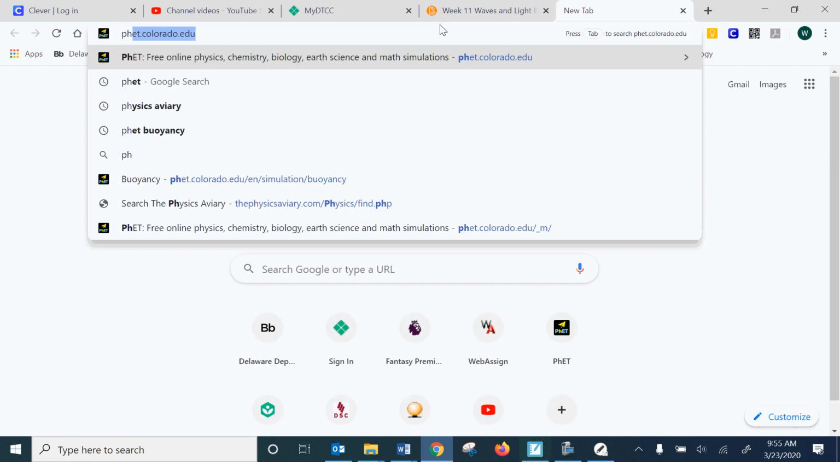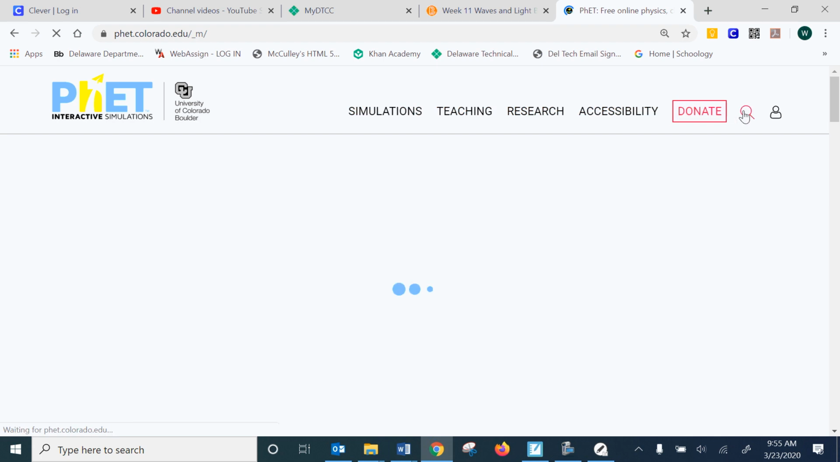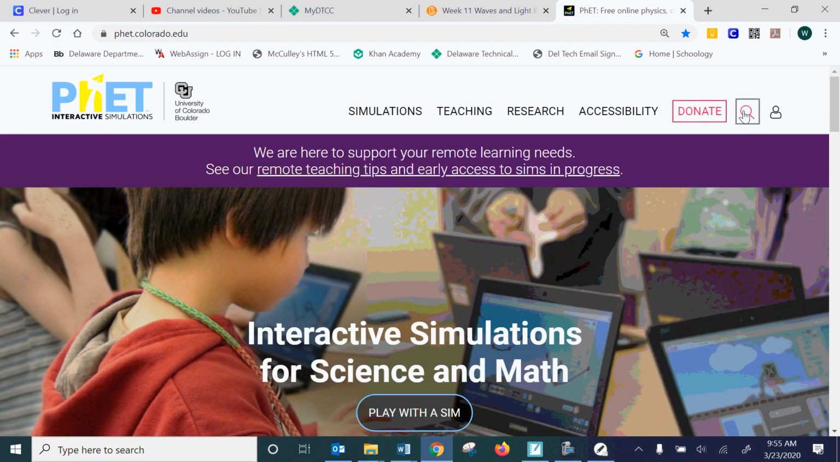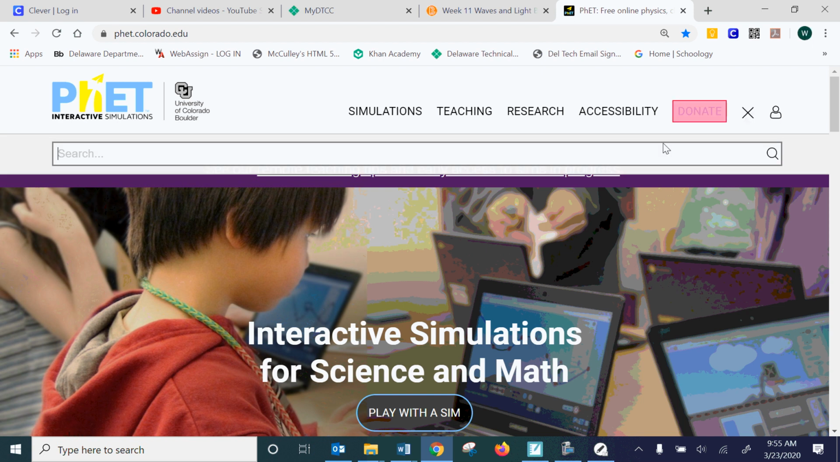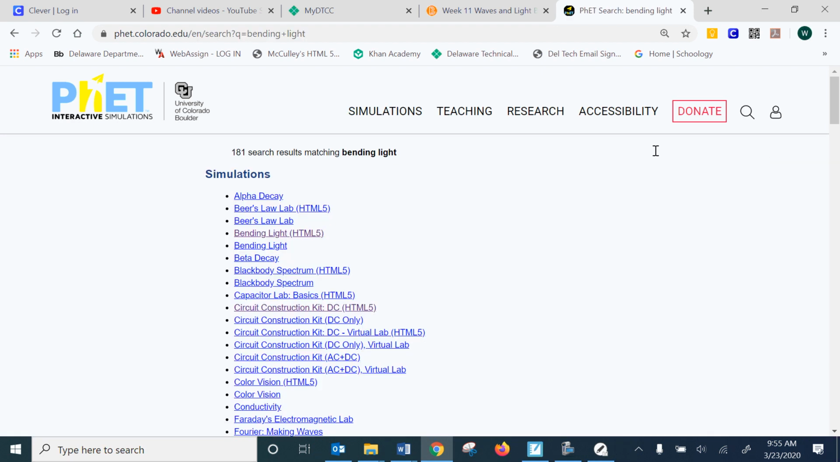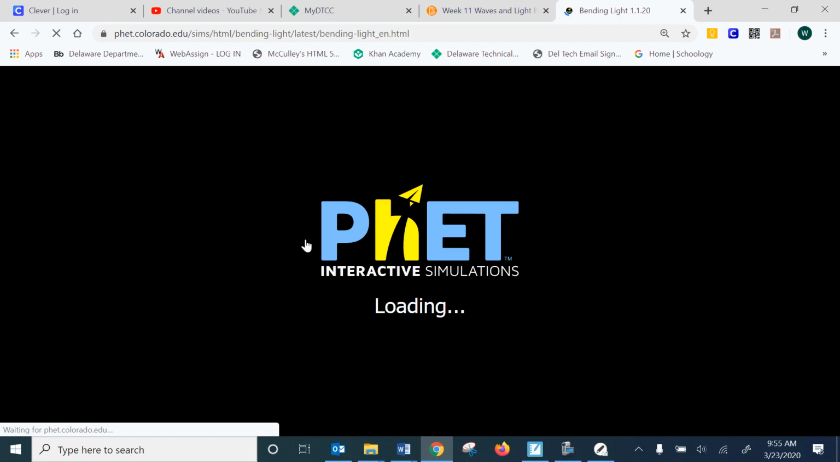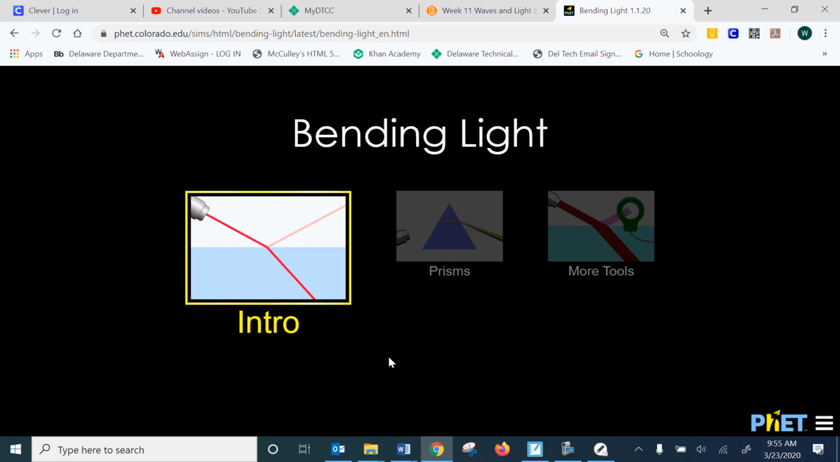So if, again, you go to PhET and then load it up and then go to bending light. That's the simulation you want. Again, it's HTML5, so it'll run on anything. Bending light, that one. Click play. And then you're just going to go to intro because that's all you need. Really, there's not too much difference between the different simulations or the parts of the simulation.